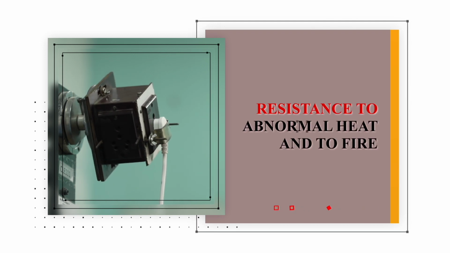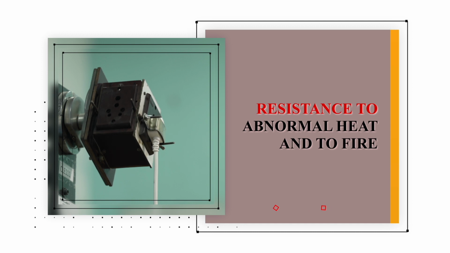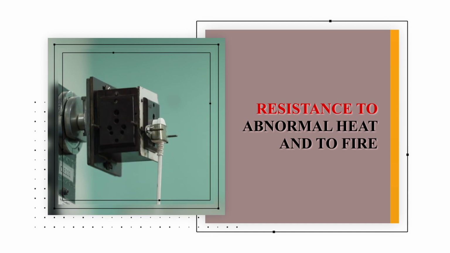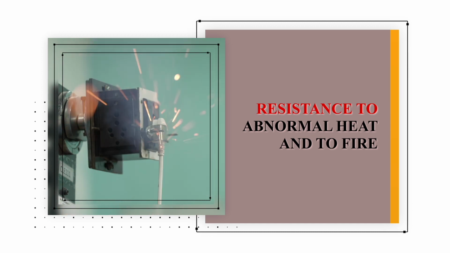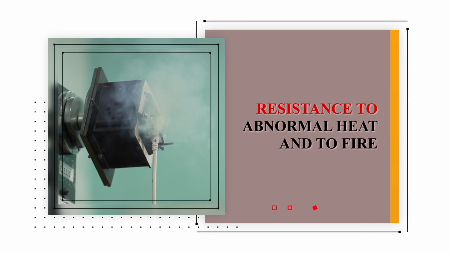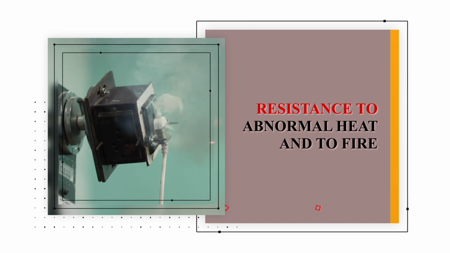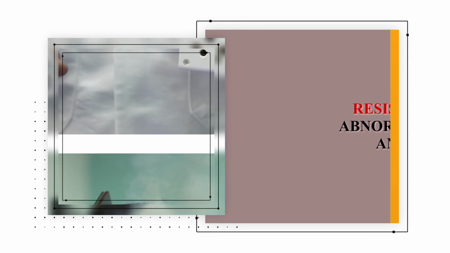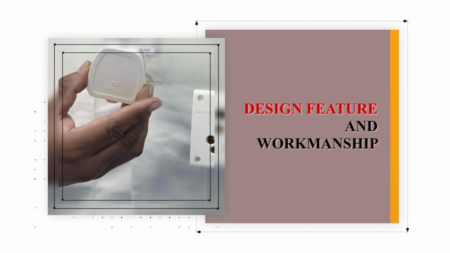Many times excessive amount of current is drawn by a product for a longer period. The insulation material in such cases should not melt or initiate fire. Instead, it should allow the protection system to work, that is tripping of MCB or blowing of fuse. The fourth one is design, feature and workmanship.